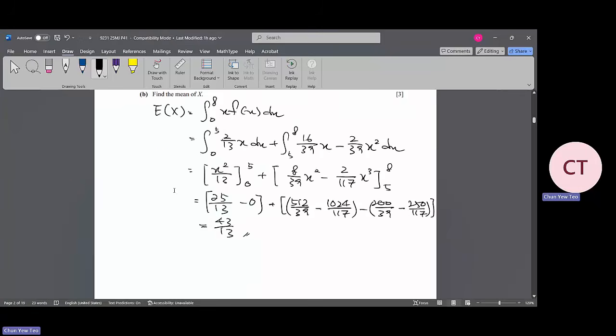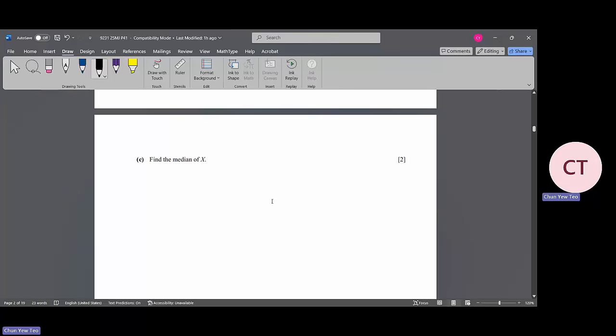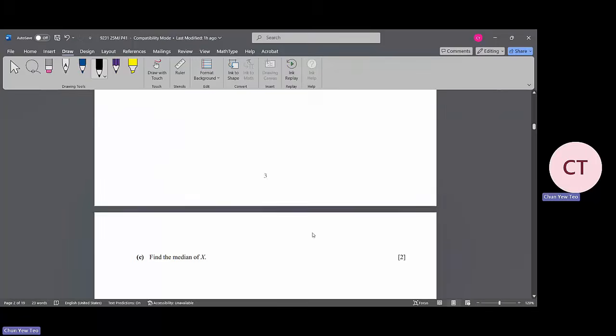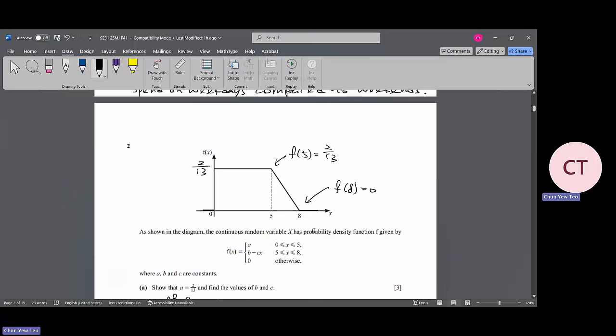Now we move on to 2C: find the median. The median gives you half the area on one side and half on the other. So we need to know whether the first part of the area is more than half or less than half. Here this is 5, and this is 2 over 13. So 5 times 2 over 13 is 10 over 13, which is already more than half. So the median must be less than 5.